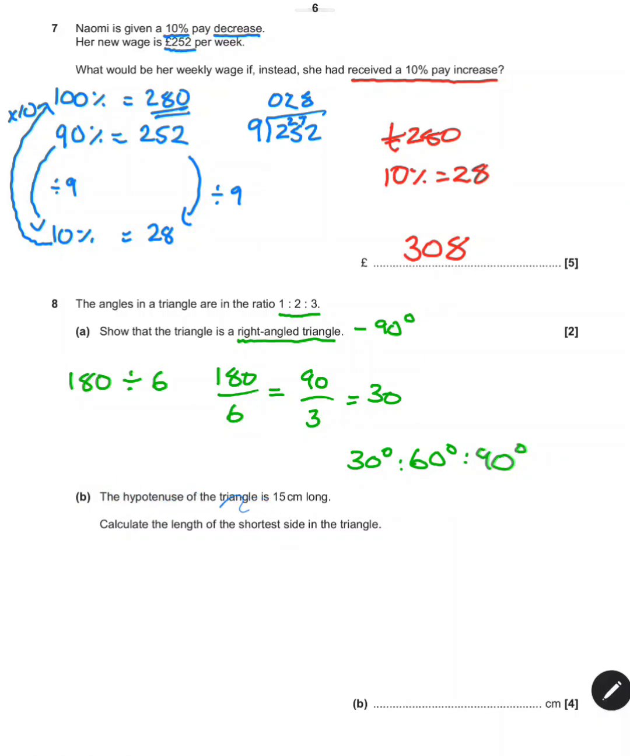Part B, we're told that the hypotenuse, the longest side of the triangle, is 15. So the hypotenuse is 15. Calculate the length of the shortest side in the triangle. Well, what we know is if our angles are in the ratio 1 to 2 to 3, then our sides must also be in the ratio 1 to 2 to 3. So we've got 1 part to 2 parts to 3 parts. We know the hypotenuse, the longest side, is 15.